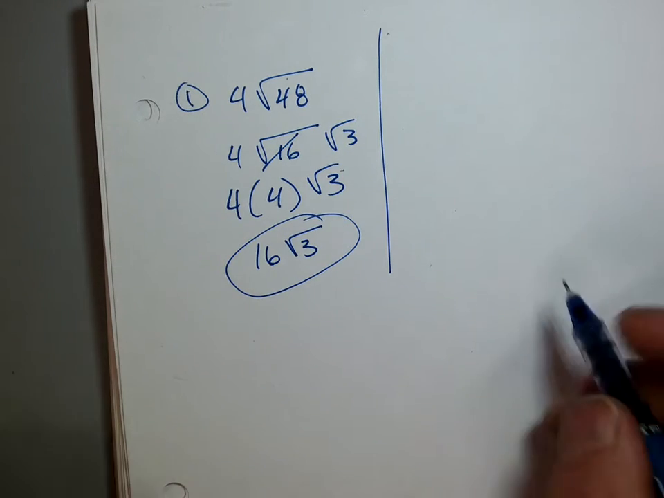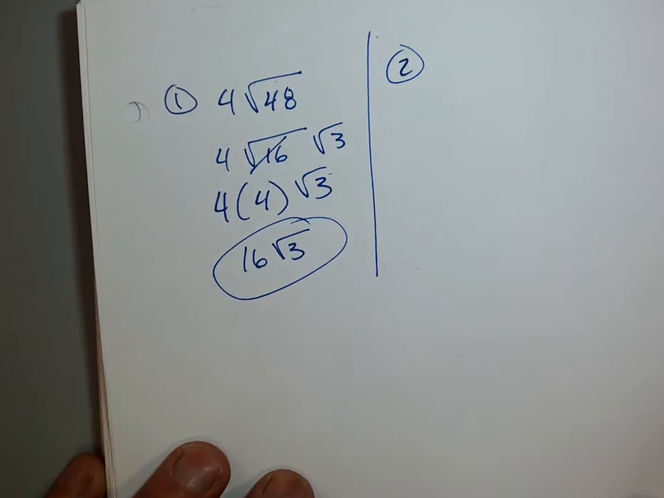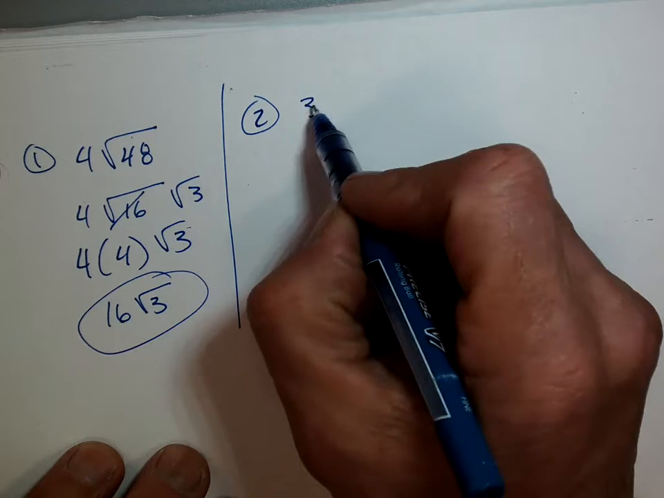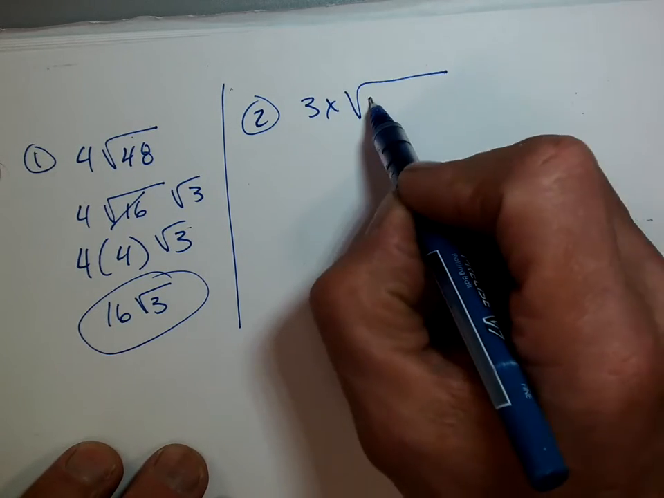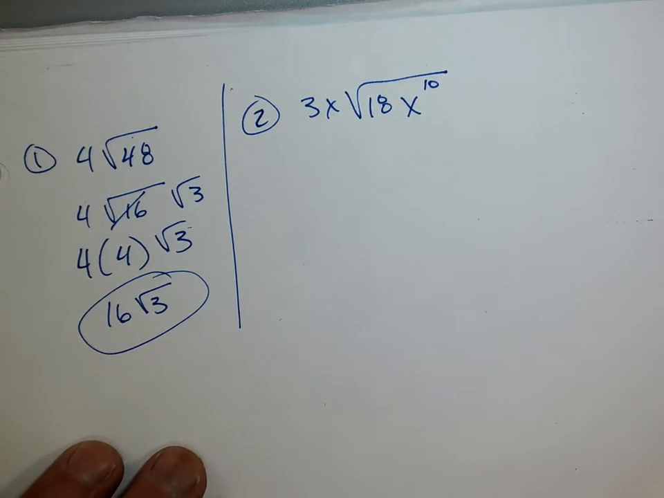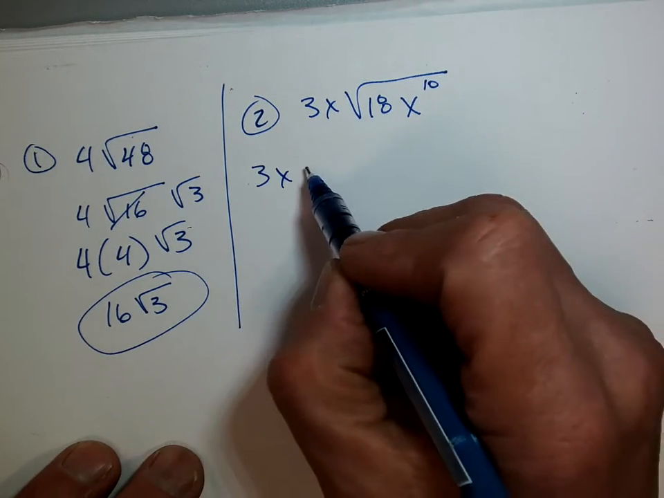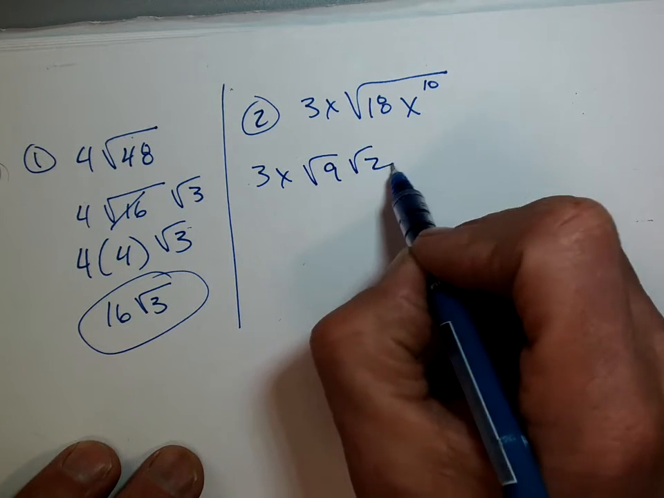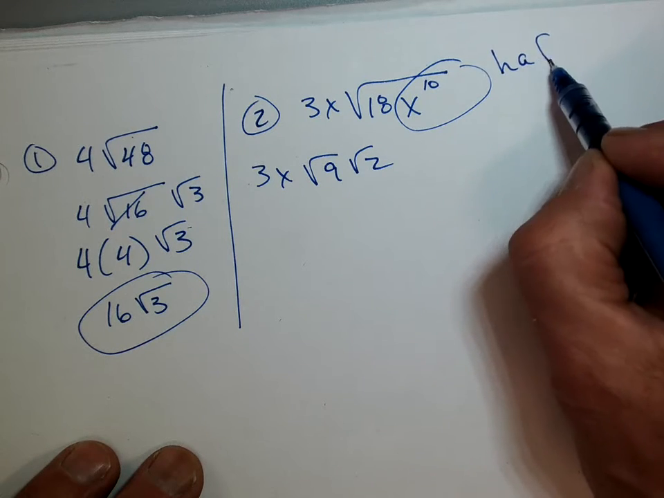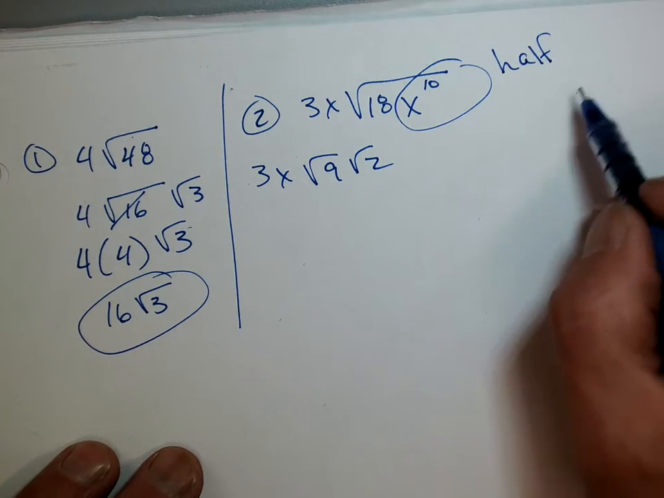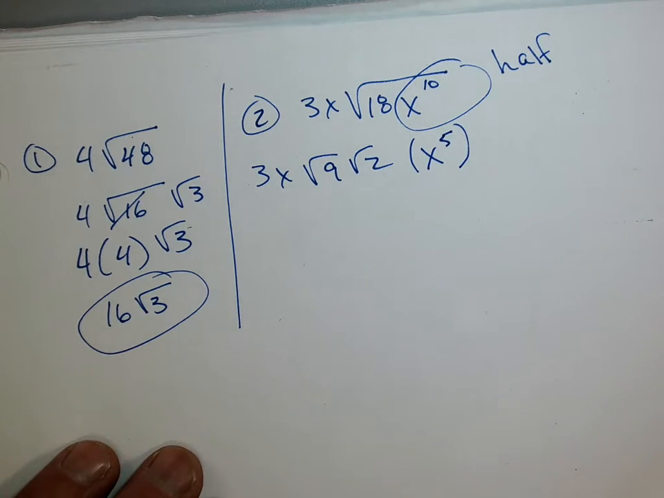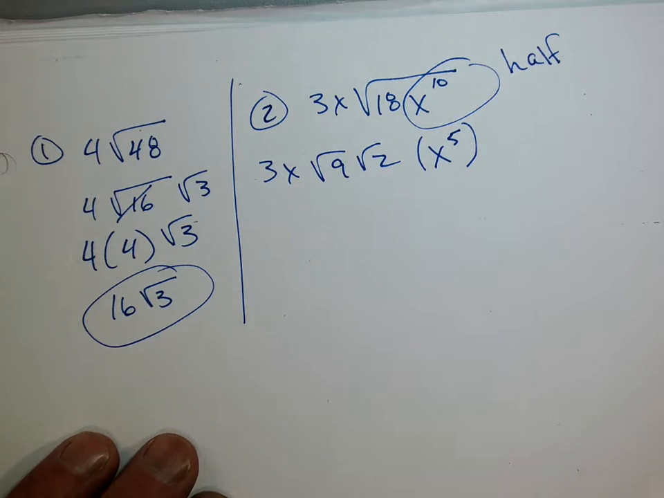Okay. Number 2, and if I get going too fast, please ask me to slow down. Number 2 is a little bit more work, but we can do it. Slide over, I've got 3x square root of 18x to the 10th. All right, here's what we're going to do. 3x square root of 9 square root of 2. I want to take half my exponent, which I can. I can just make it x to the 5th. Okay, so it's been done.